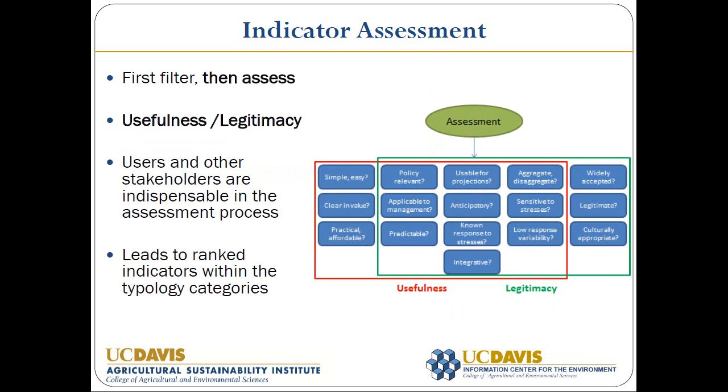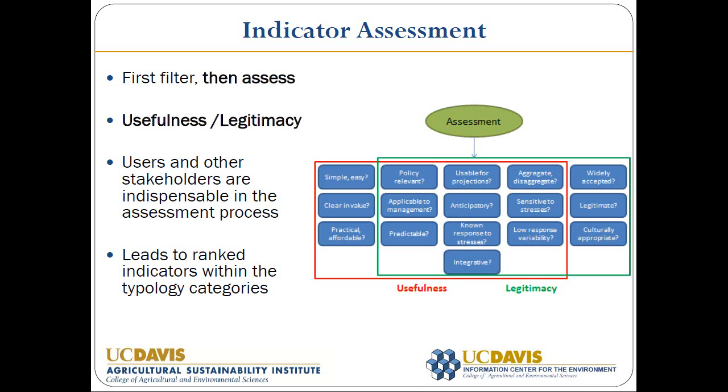The second part of the indicator selection process is the assessment of the indicators that pass the filter criteria. Many independent criteria can be found in the sustainability literature. Those found on this slide represent a large sample of these. A subset of the many assessment criteria will help determine the usefulness of a particular indicator.